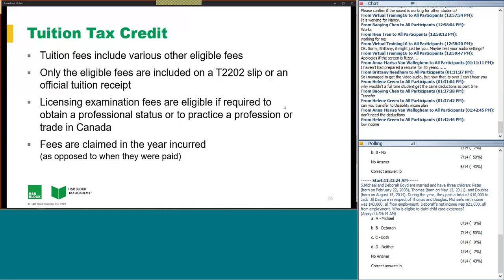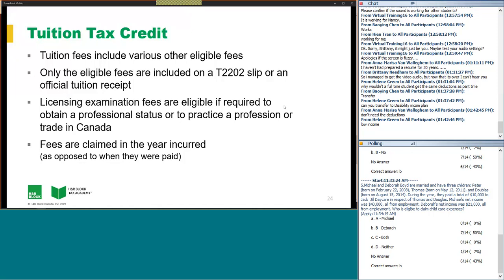We're going to talk about that. But if you have a slip and you are qualified to claim them, the amount that you can claim is based on the slip. There are a few exceptions where you can claim tuition even though you don't have a T2202. Most commonly, we see that from licensing exam fees for professional statuses.